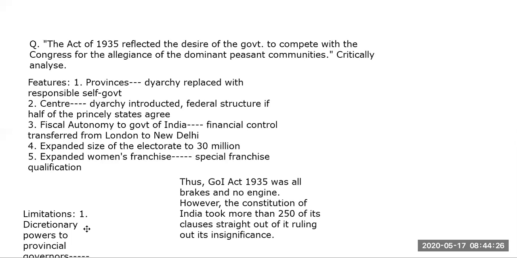These are the very important features. And now let's look at the limitations of the Government of India Act.